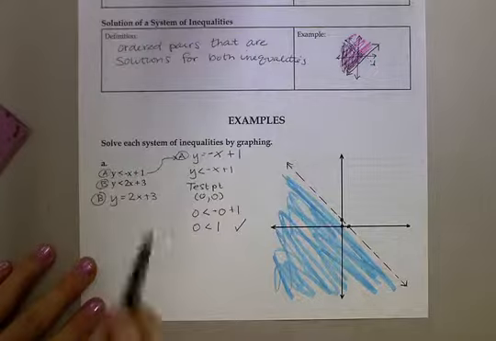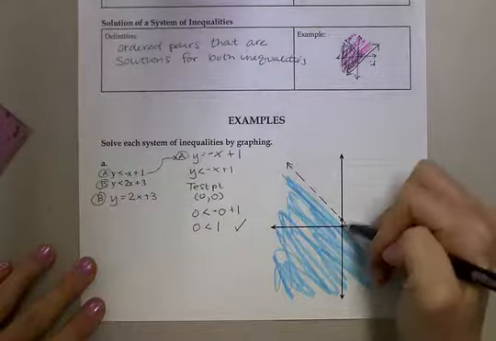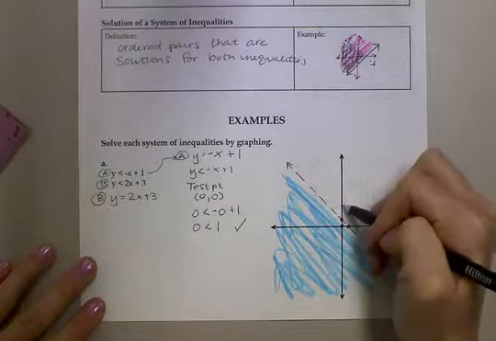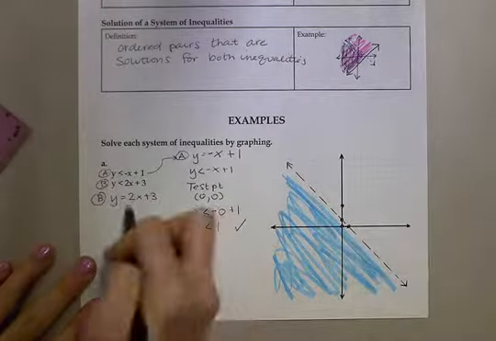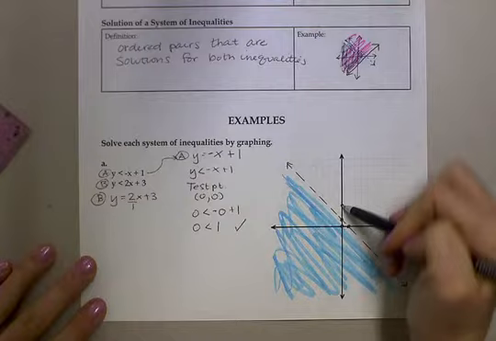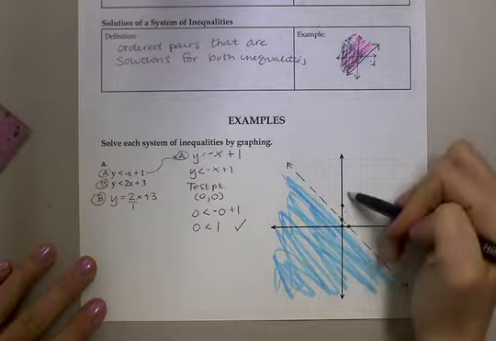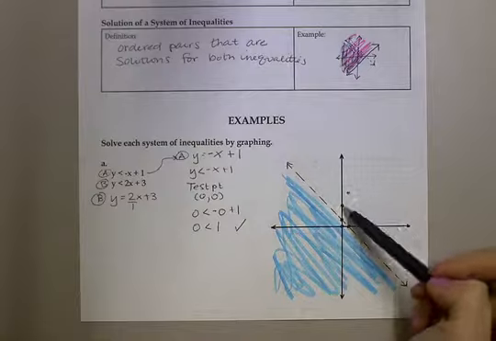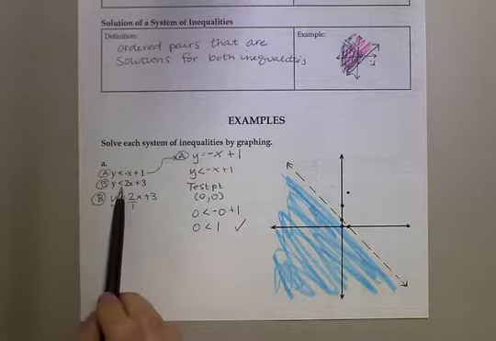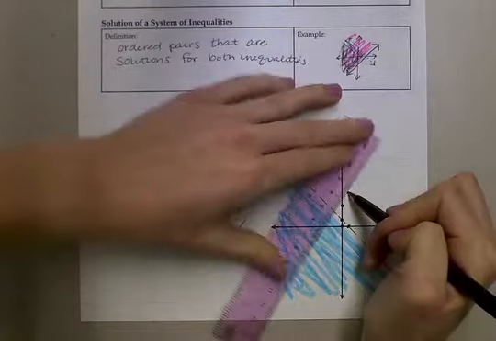So let's graph this. We know our y-intercept is 3, so let's start at 3. 1, 2, 3. And our slope is 2, or 2 over 1. So from our point, let's go up 2 and right 1. Now to decide if we need a solid line or a dotted line, let's look back at our original inequality, and it's a less than sign, so we know we need to have a dotted line.